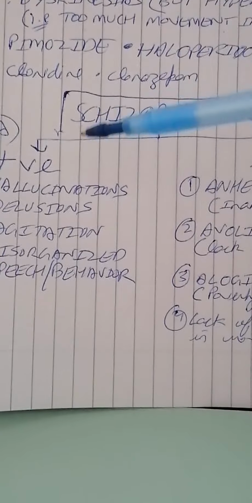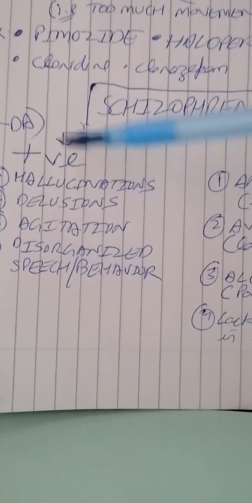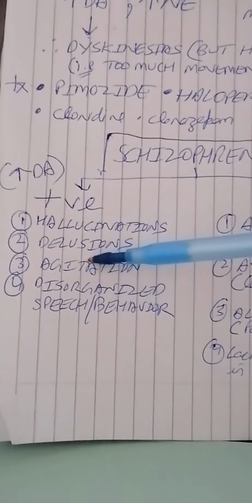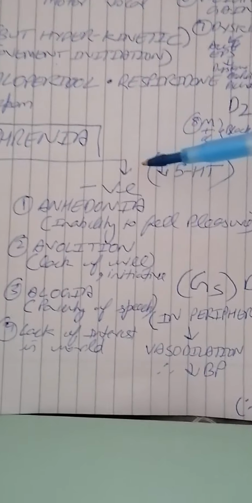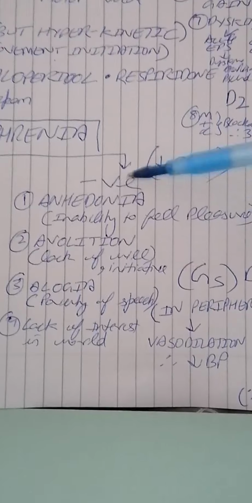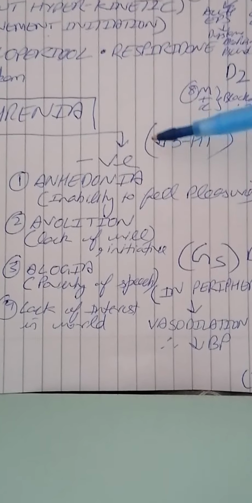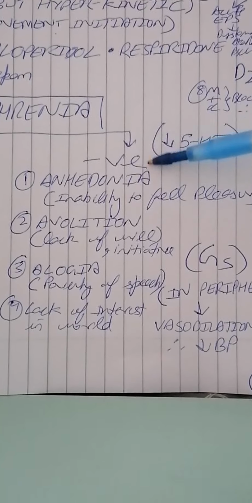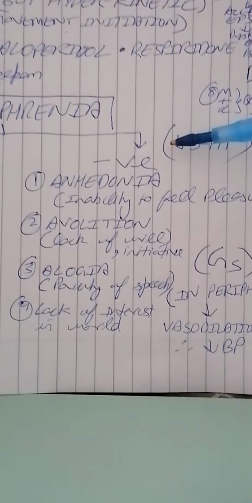So to treat schizophrenia, you need to decrease dopamine, and to decrease dopamine, as I already mentioned, you need to give antipsychotic drugs to decrease your psychosis, the positive symptoms of schizophrenia. Whereas to treat negative symptoms, serotonin is decreased in schizophrenia because of this. So you need to increase serotonin in the body, for example, through SSRIs.